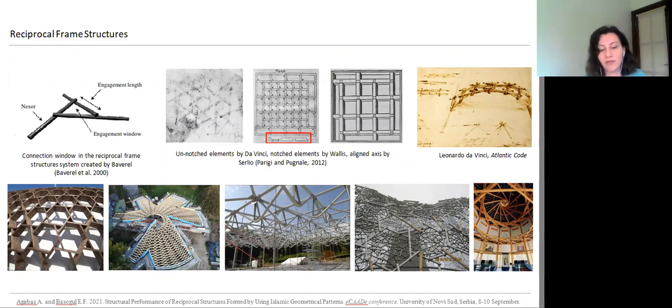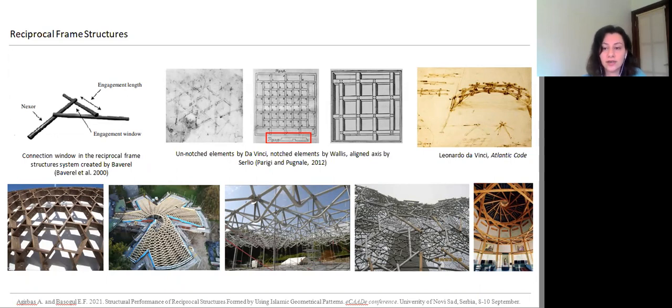Reciprocal frame structures have many advantages. Large openings can be covered by bringing together a large number of short pieces. Therefore, reciprocal frame structures are also known as one of the structure types used to create large spans in buildings. They can also be suitable for emergency situations since they can be built quickly with local materials.